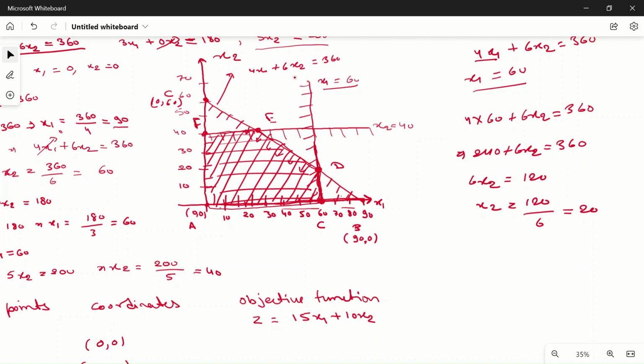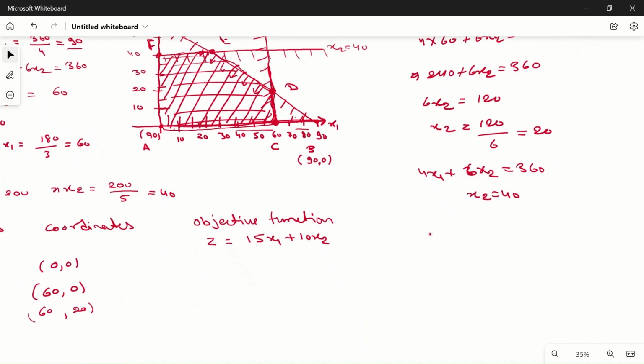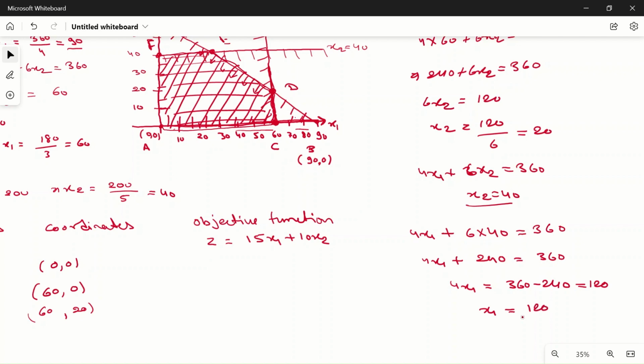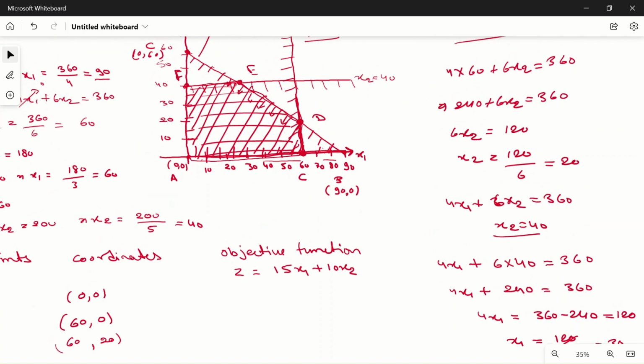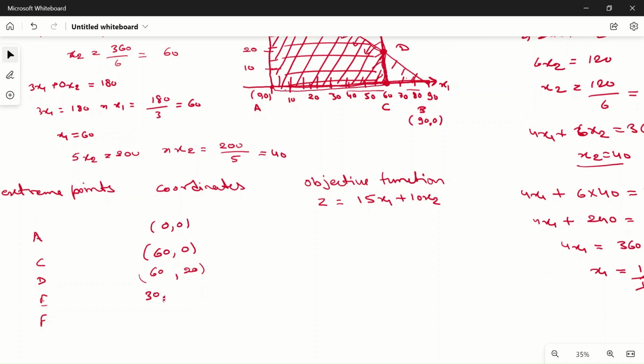So this is the line 4x1 plus 6x2 is equal to 360, and the line is x2 is equal to 40. These two lines are intersecting, so we'll solve these two equations. We'll put x2 is equal to 40 here: 4x1 plus 6 into 40 is equal to 360. So we will have 4x1 plus 240 is equal to 360. So 4x1 is equal to 360 minus 240 is equal to 120. So x1 is 120 divided by 4, which is 30. So our coordinates will be x1 is 30, x2 is 40. So it will be 30 and 40.